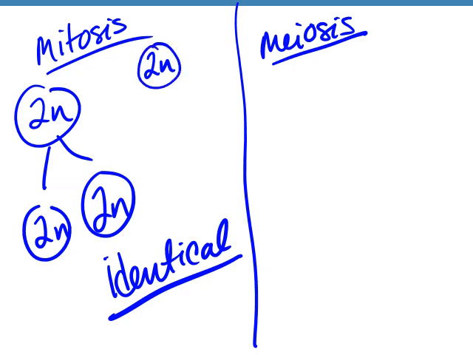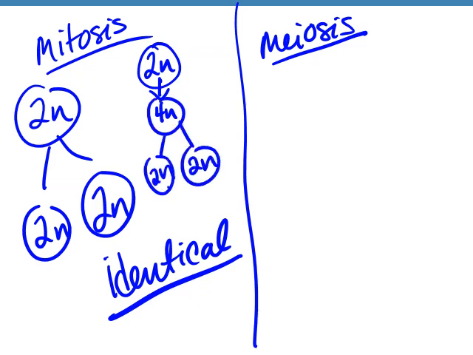So if you have this 2N cell, it actually has to double all of its chromosomes so that you can split them and have two cells that are identical. So we didn't really talk about the chromosome part, but I just want to make sure we realize chromosomes don't just come out of thin air, right? You have to take the ones that you have and copy them before you split them.